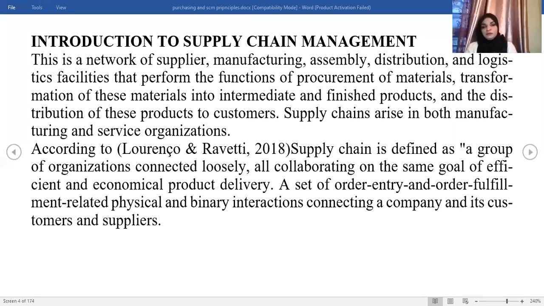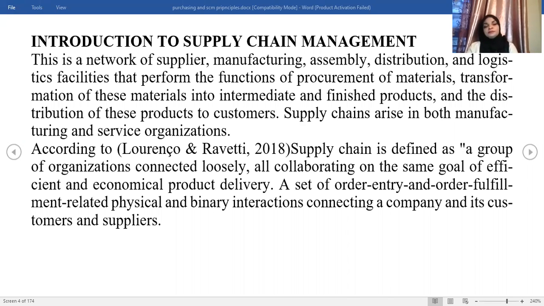To note, we have two types of materials. We have the intermediate material and the finished product. Intermediate material is the material that is between the transformation stage and the final stage. And the finished product is the complete product. Once you have that complete product, the next thing is to distribute those products to the customer. So that network that we are talking about is possible through the efforts of supply chain management.